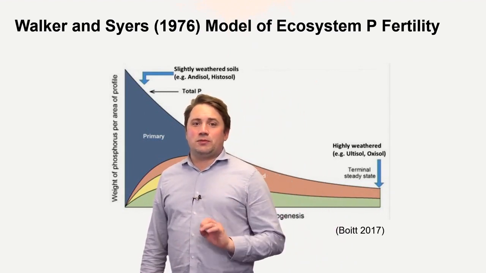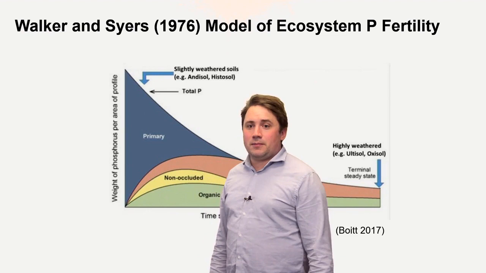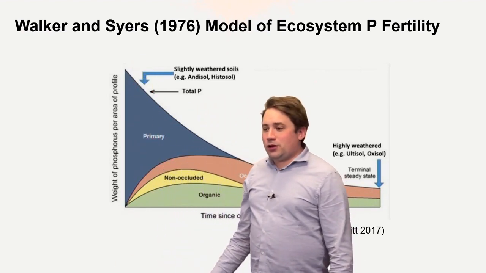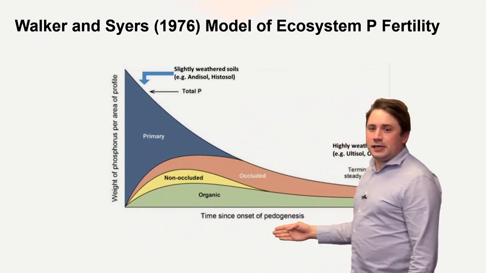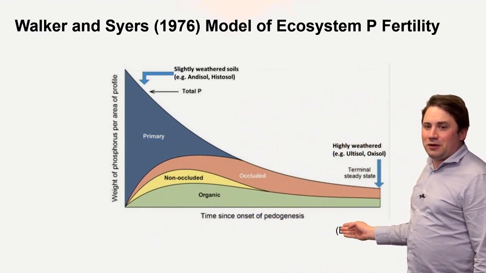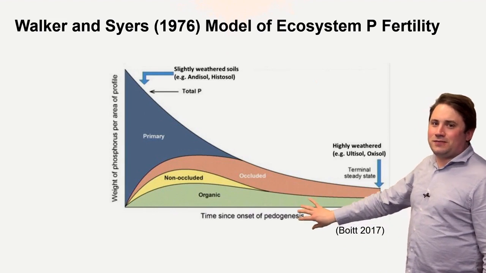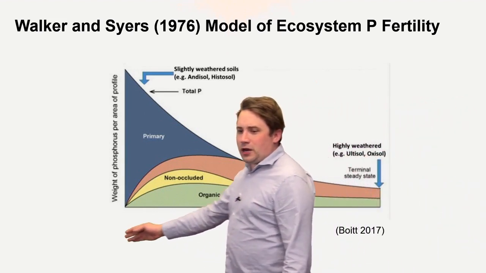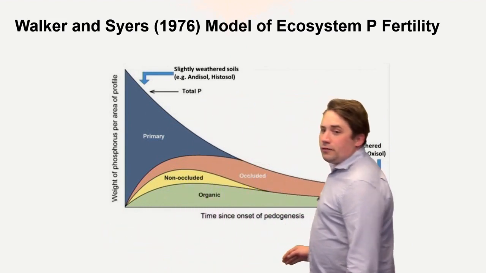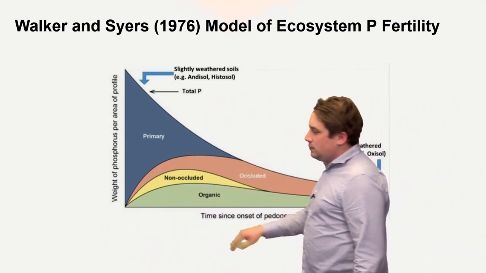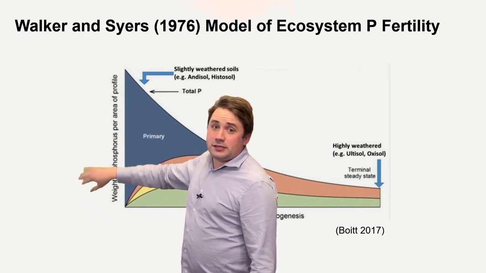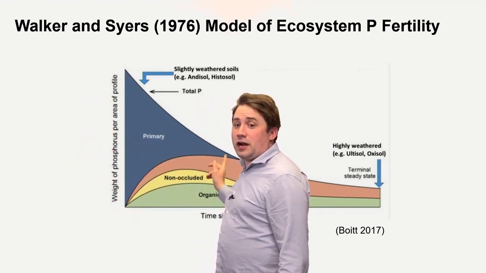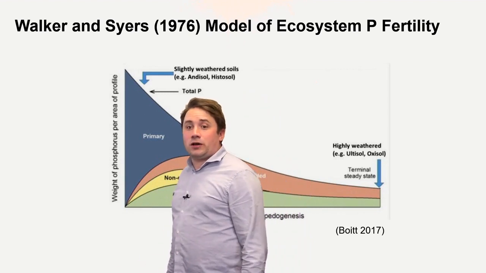And there's a very influential model that describes this decrease over time, the Walker and Syers model from 1976. And what you have here on the x-axis is time since the beginning of pedogenesis. Pedogenesis is just a fancy word for the start of soil formation. And so over here you have very, very young soils, and over here you have very, very old soils. And on this y-axis here is the total amount of phosphorus in the ecosystem, and it's been partitioned into a variety of different pools. And so we'll just kind of walk through this.